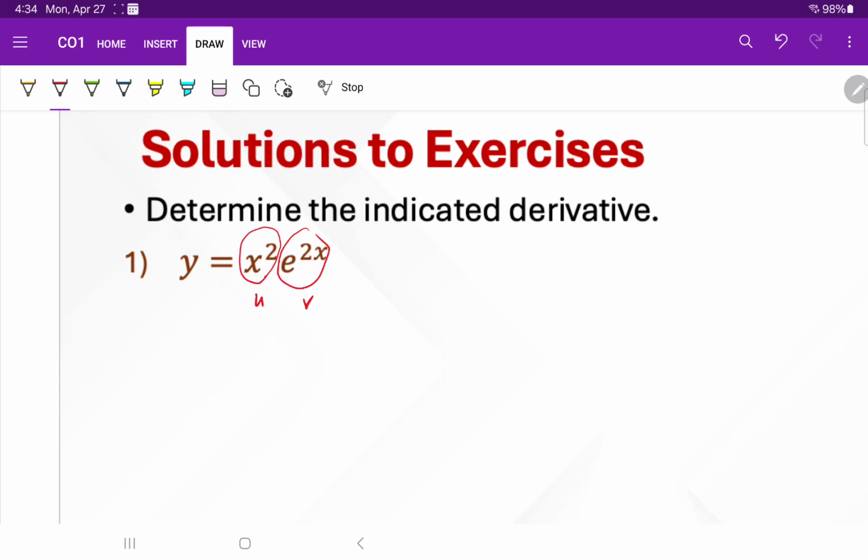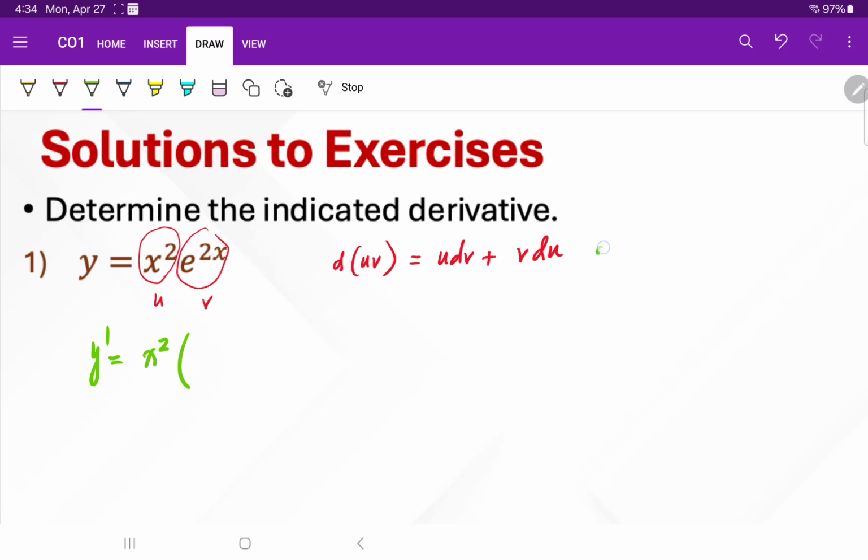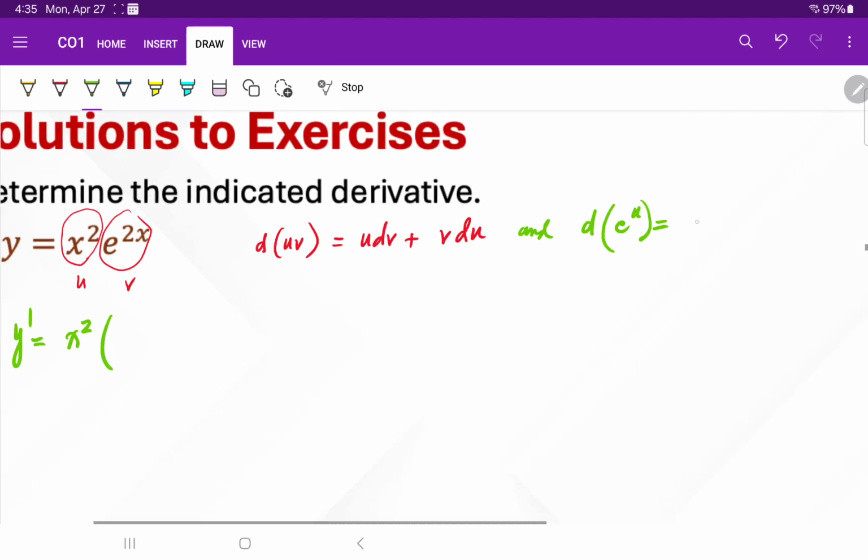What's the derivative of u times v? We use here again the formula for the derivative of a product. So, you have u dv plus v du. Okay? So, what is our y prime? We copy u, which is x squared, times the derivative of v. Now, what's the derivative of e to the 2x? We use the derivative of e to the u, which is what? e to the u du dx.